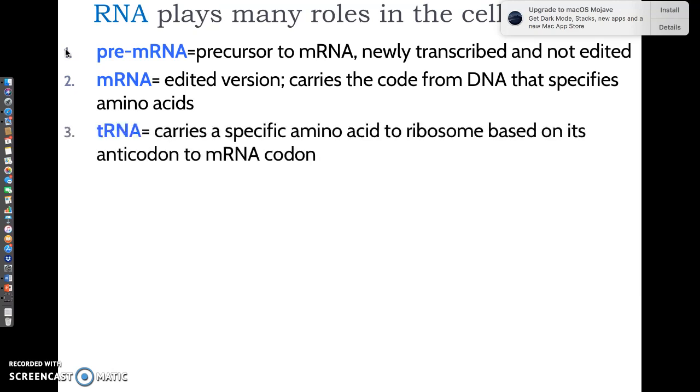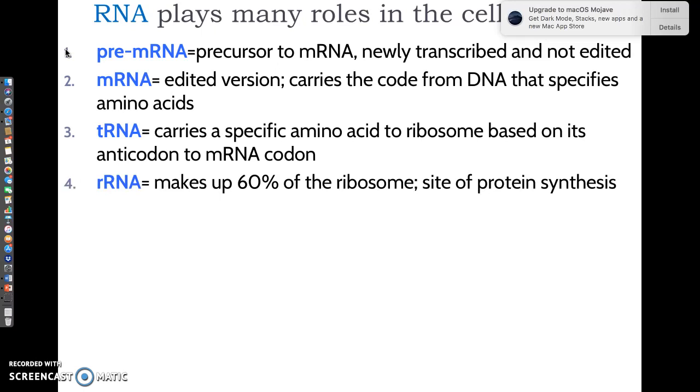Another type is tRNA, and this type of RNA has a job of carrying a specific amino acid to the ribosome in order to build that polypeptide. And we'll get into what is an anticodon and codon later. Another type is rRNA, which is ribosomal RNA. So this makes up 60% of the ribosome, and this is where the protein synthesis or building of the polypeptide takes place.